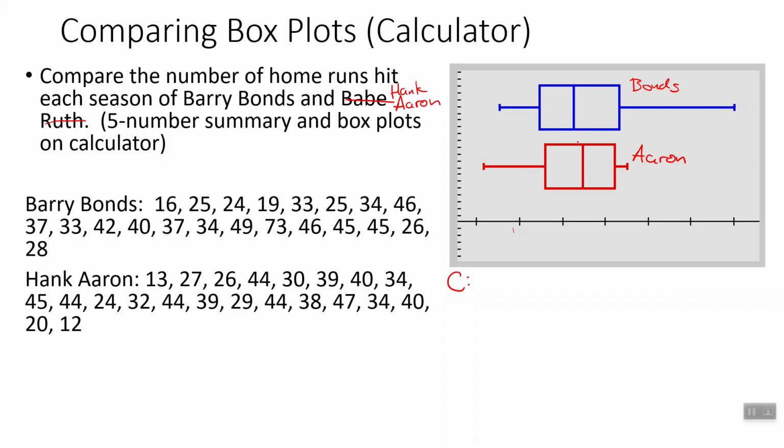So which one of them has a higher median value? We can tell that by the box plots. It looks like the one down here with Aaron. So Aaron has a higher median number of home runs.